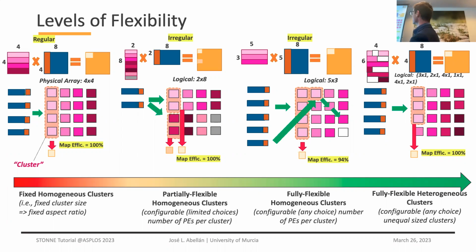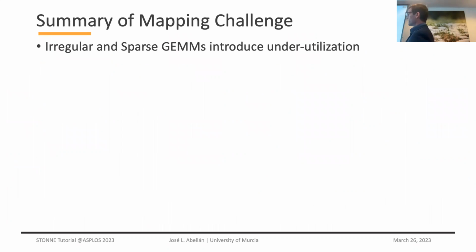3.1, 3 times 1, 2 times 1, 4 times 1, etc. So we need to get these fully flexible heterogeneous clusters or something in between, right? So just to summarize the first part of the mapping challenge, there are irregular and sparse GEMMs that introduce underutilization.